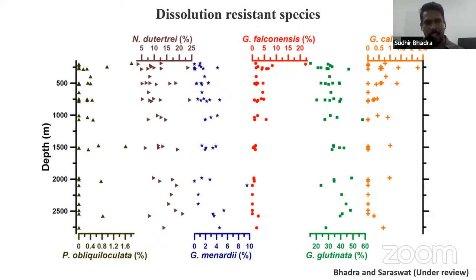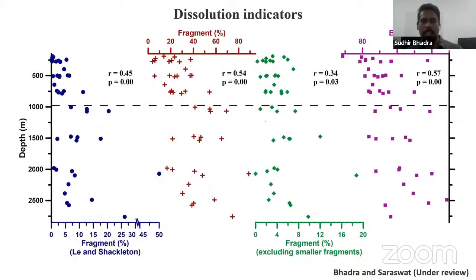So what we did, we wanted to look at the fragmentation indices, to see if they show any change at 1,000 meters. We used 3 fragmentation indices, and we see that all 3 of them have very low p-values and show a significant change after 1,000 meters. And this is the Bhadra dissolution index, which takes into account the dissolution ranking of a species as well as the species abundance. All of them show an increase after 1,000-meter water depth.